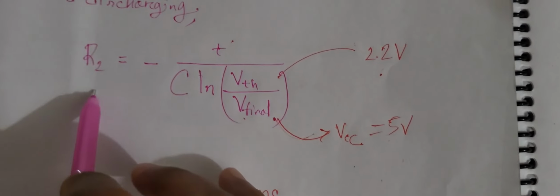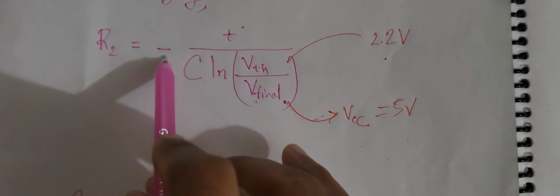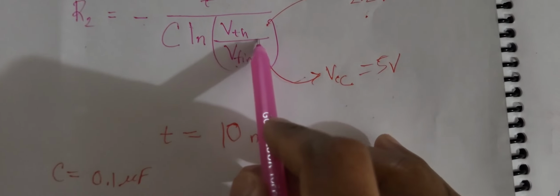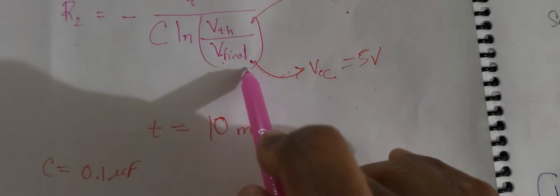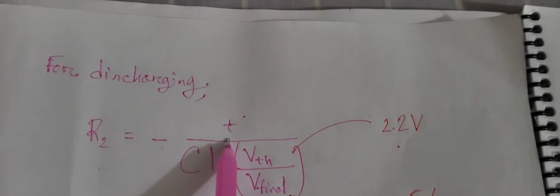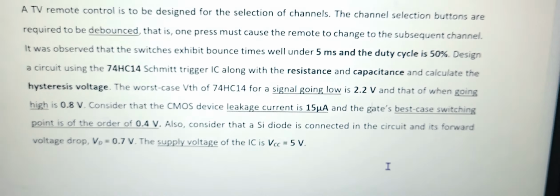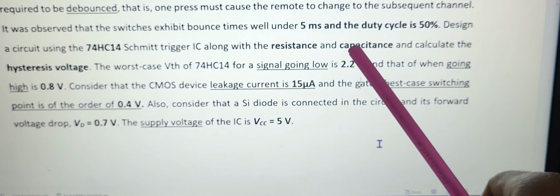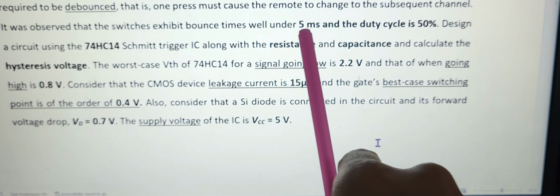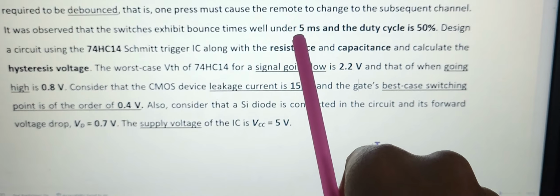For discharging, the formula for finding R2 is R2 equals minus T divided by C times ln of V threshold divided by V final. Let's see how we can find these values. At first, T is the time period. In the problem, the switch exhibits bounce times well under 5 millisecond, and the duty cycle is 50%. So 5 millisecond is not 50%. What will be the actual time period? It will be 10 millisecond, 100% of it. So here time equals 10 millisecond.